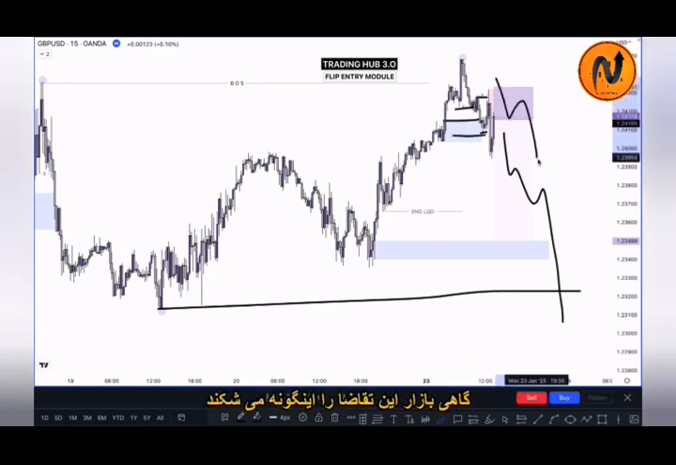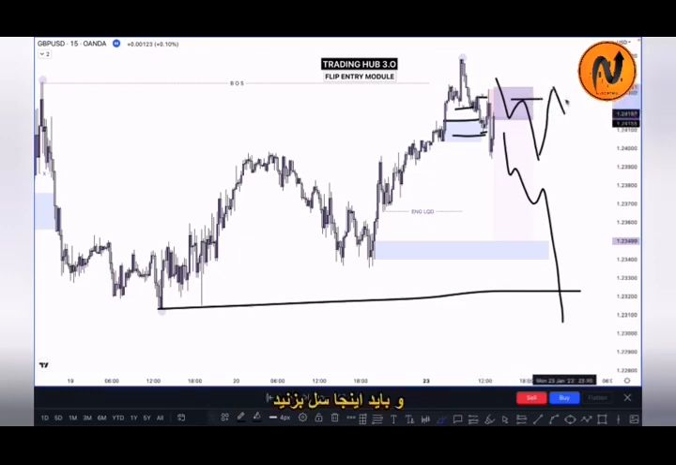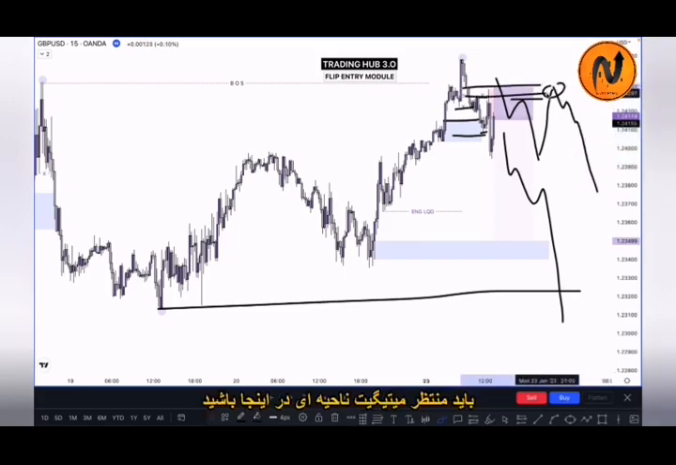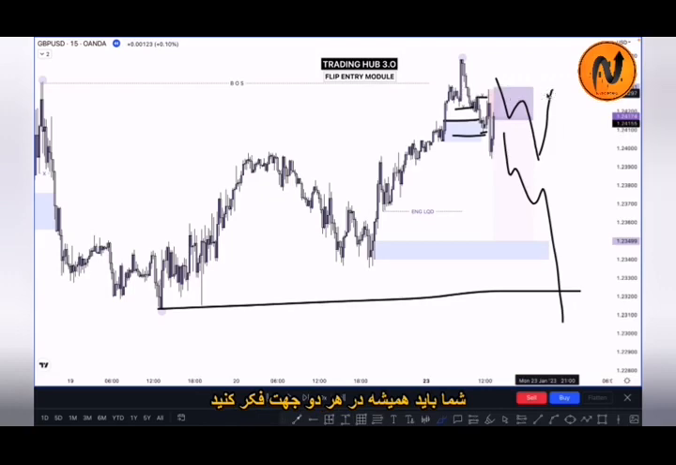Sometimes the market breaks this one like this, again continues higher and closes above it. They are anticipating this is a CHoCH. No, this is not a CHoCH. This is just an inducement for the trap, and you have to sell here. Even if the candle closes above it, you have to wait for it to mitigate something here. So you have to always think in both-side probability.